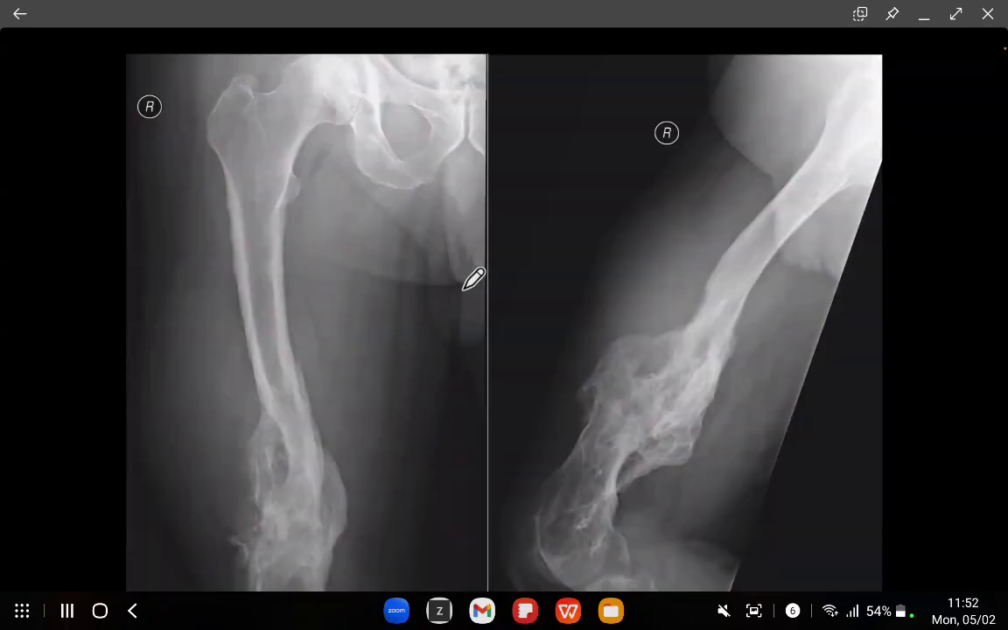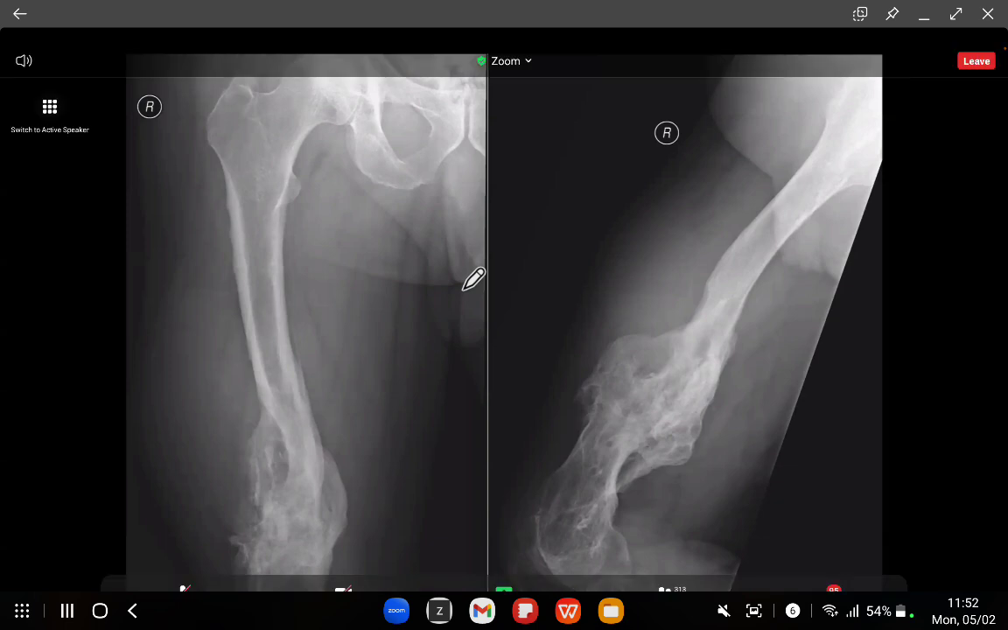Okay, male patient with a deformed femur, 35 years of age. GPA is granulomatosis with polyangiitis, or polyangiitis with granulomata. It used to be called Wegener's granulomatosis.